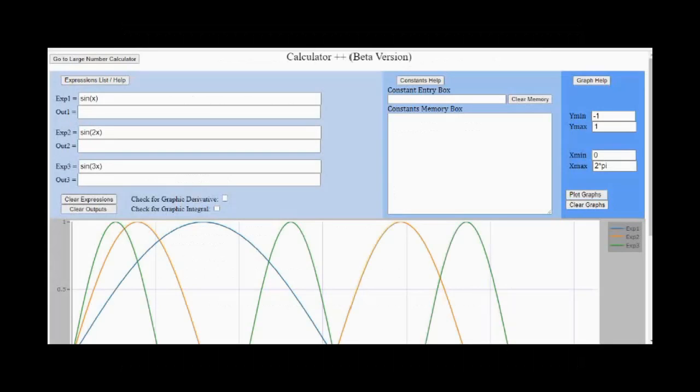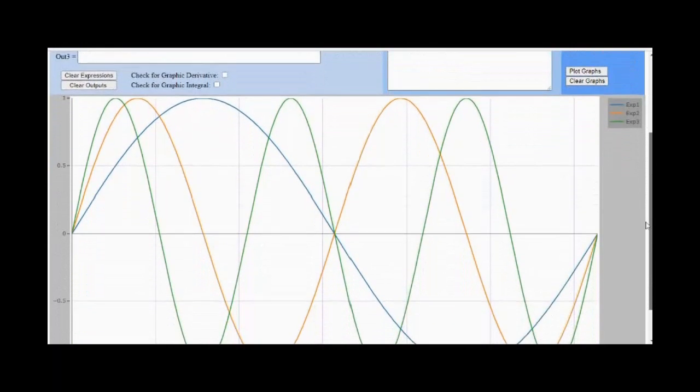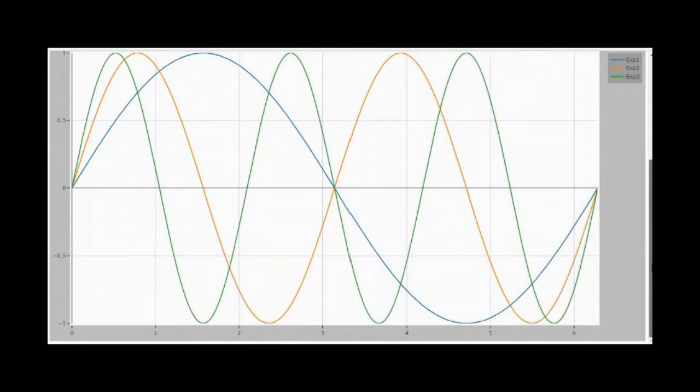All right, here's a picture of the main screen of Calc Plus Plus. Note the screen is made up of 4 sections: an expression input section, a constant entry section, a graphing control section, and also the graphing area itself. You have to scroll down to see the full view of this graphing area anyway.